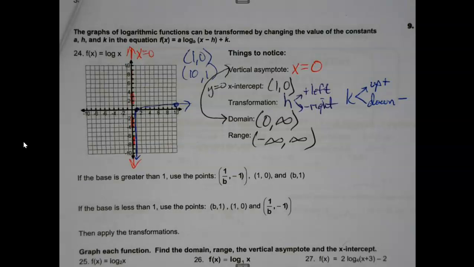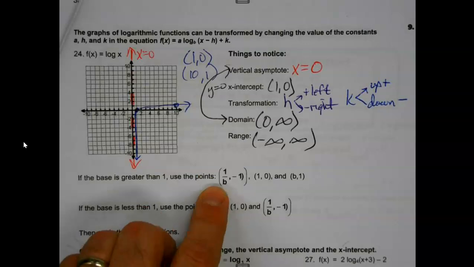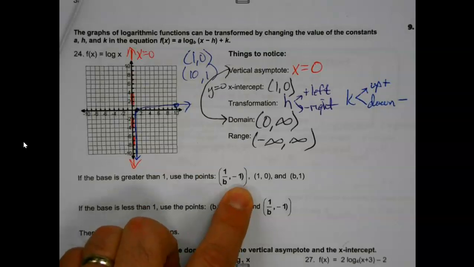On a basic base 10, because I don't see any little number down here in my base log. So if you want to have a quick way of doing something, if you're just doing a sketch sometime, if your base is greater than 1, like in our one up here it was 10, you can use the points (1/b, -1).